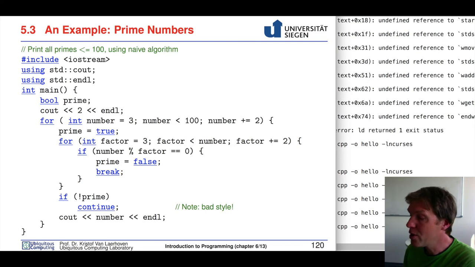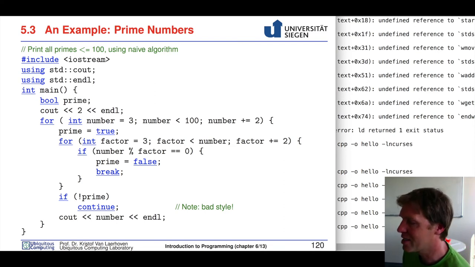Right, now we go to an example of prime numbers. In this example, we use a very simple algorithm to print out all the prime numbers that are smaller than or equal to 100. In this case, we have a very simple executable that we want to build. We include iostream, and we're just going to print all the prime numbers. So we need to test, of course, whether something is prime or not.